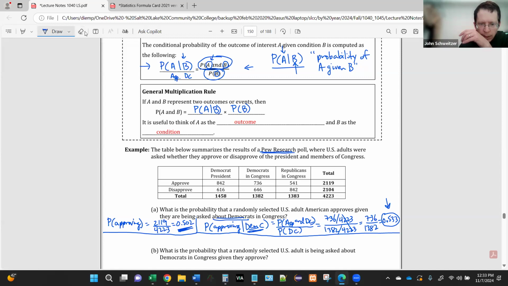Well, let's redo this one here. The probability of approving, given that they're being asked about Democrats in Congress. Well, if they're being asked about Democrats in Congress, then we're right there, yeah? And so we can ignore everybody else, okay? And that makes it easier, right? There's only 1382 in here. How many of those 1382 were approving? Well, 736 out of 1382. Notice it's the same number that we got over here. Okay, and I did that without even using a formula at all, right?